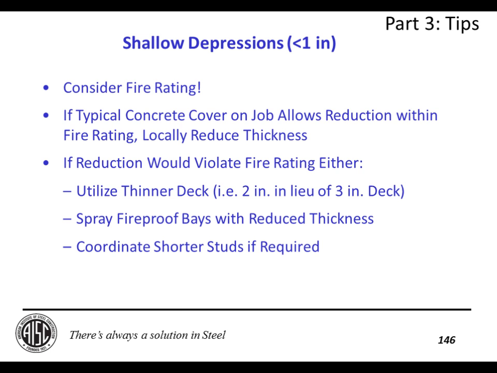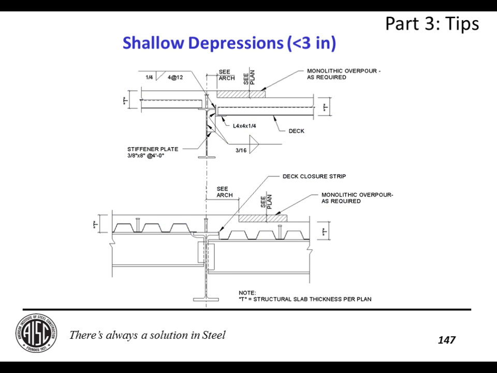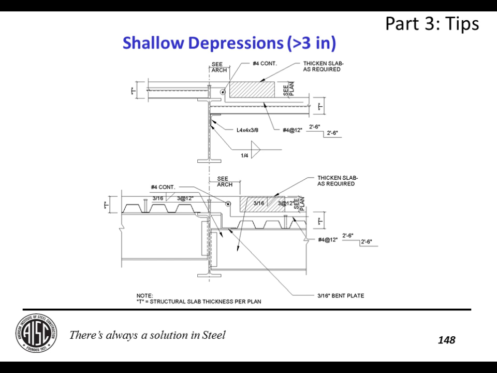Where your depressions go up to 3 inches, then you're going to be looking at adding something like a closure angle where your deck is perpendicular to the beam, or just a deck closure strip for parallel conditions. And then when I go above 3 inches for depression, I end up reinforcing nosing bars and crack control bars across that depression with a support angle for deck perpendicular, or some sort of a bent closure plate for the deck parallel.